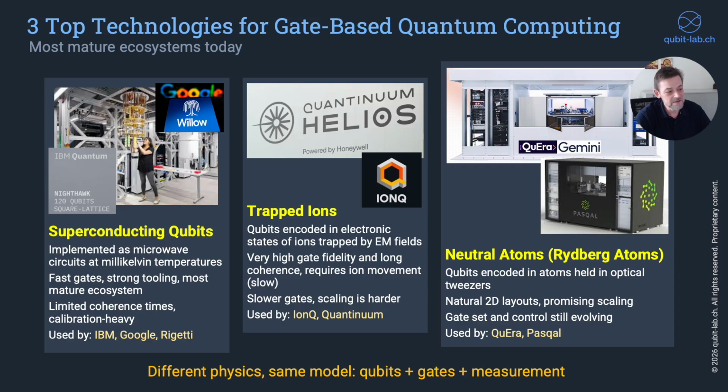At the end we can say it's different physics, but it's always the same model. It's qubits, gates, measurement, circuits. It's always the same thing. You can execute the same code on an IBM as well as on a Quantinuum quantum computer.